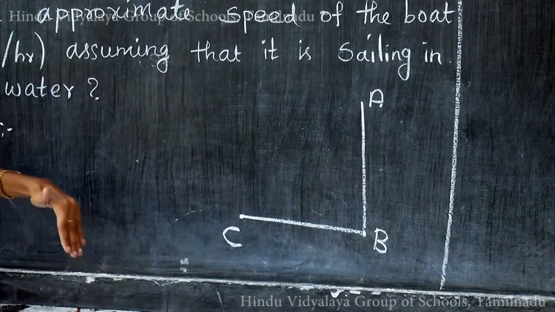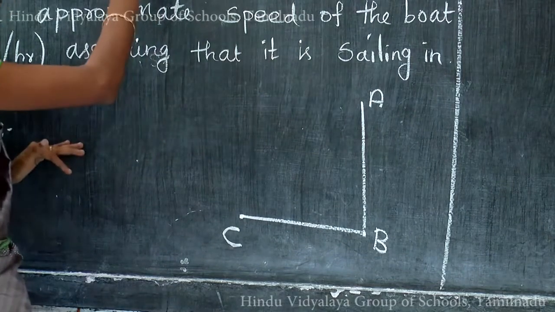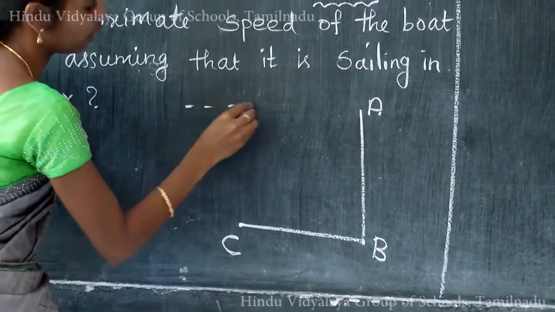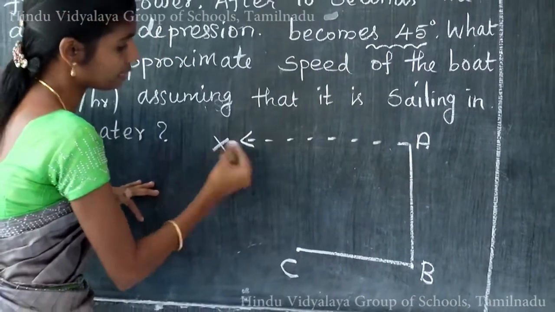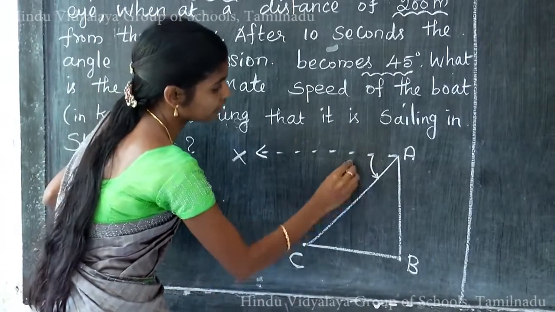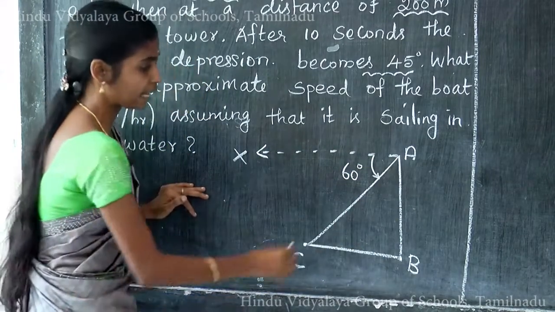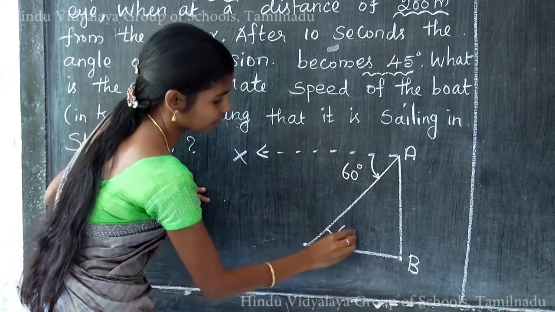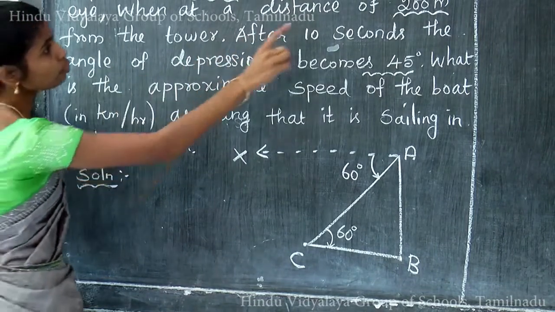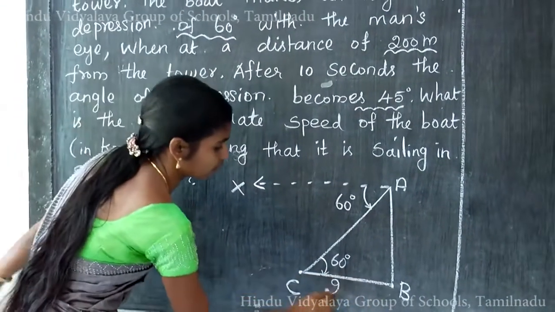So the man is looking down. So the angle of depression when it is observed from A is given 60 degree. So from A, draw a horizontal line. So from the point of observation, draw a horizontal line. Mark this as X. Then join the line of sight. So this angle is given by 60 degree. Now XA is parallel to CB. So by interior alternate angle, angle C is also 60 degree. Next, also given the boat is 200 meter away from the tower. That is, the distance BC is 200 meter.